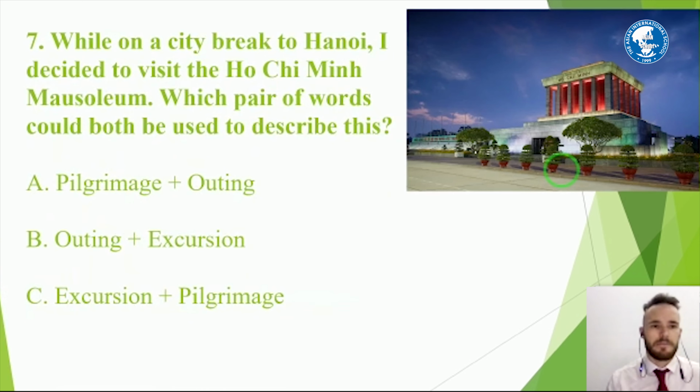Okay, if you recognize that building from Hanoi. While on a city break to Hanoi, I decided to visit the Ho Chi Minh Museum. Which pair of words could both be used to describe this? Is it A, pilgrimage and outing? B, outing and excursion? Or C, excursion and pilgrimage?